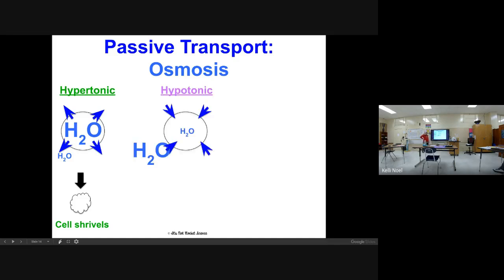In this case, hypotonic means you've got more water outside. Look how big the H2O is, how little it is on the inside. Look at your arrows. The water is going to move in, and your cell will swell. So that would be the example of getting pure water as an IV. Your cells would swell till they burst.